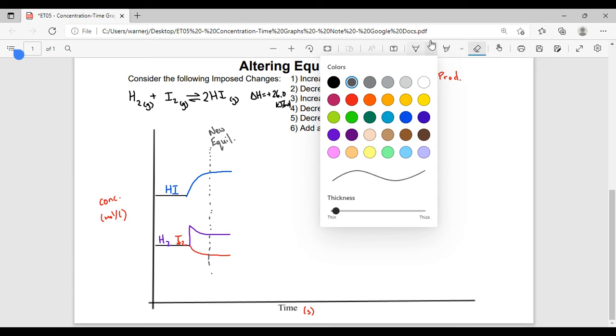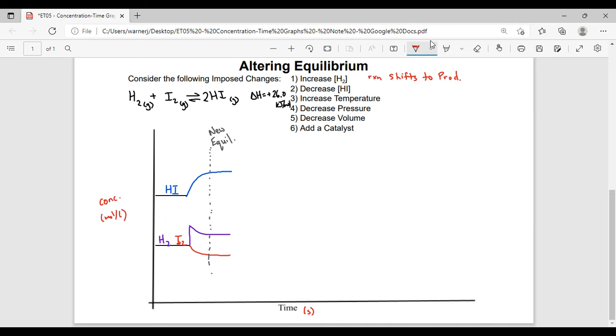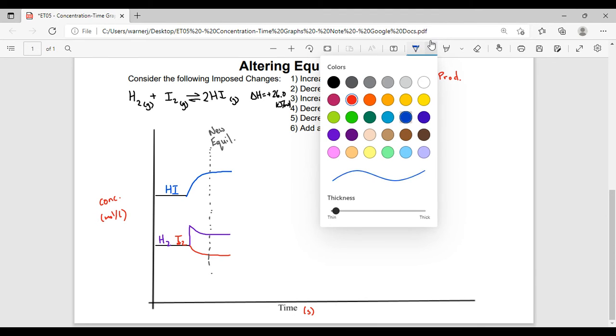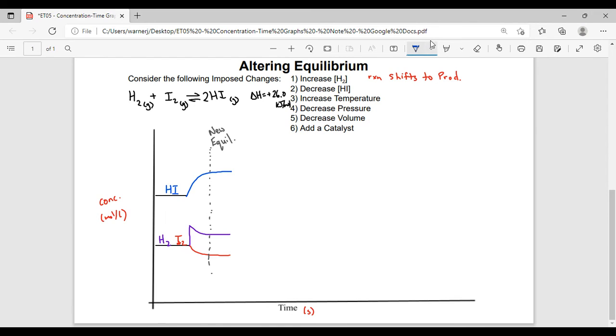Let's look at the next scenario here. The next scenario, I believe, was what if we decrease the HI concentration? So what if, and this happens a lot actually in industry, we will take, as product is being made, we'll pull it out of the container. So we can decrease the HI concentration. So we lower it. The response by the system then is to try and fight that and bring it back up, right? So what we should see is an initial drop.